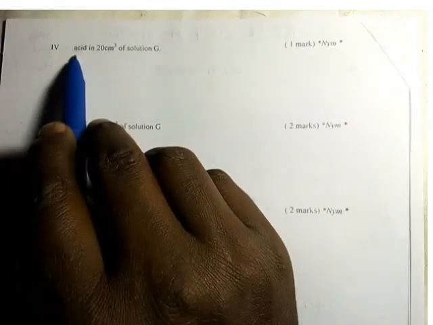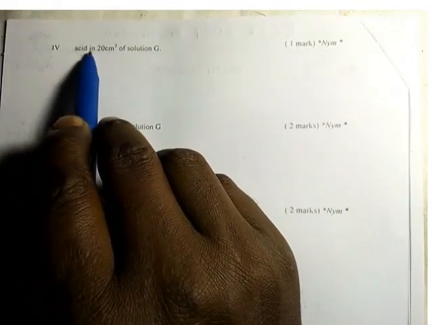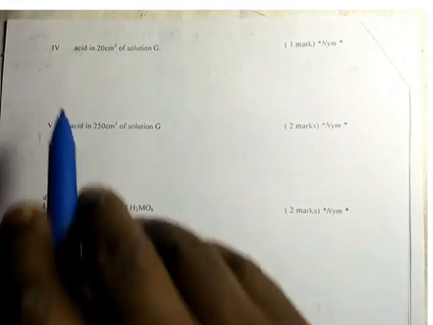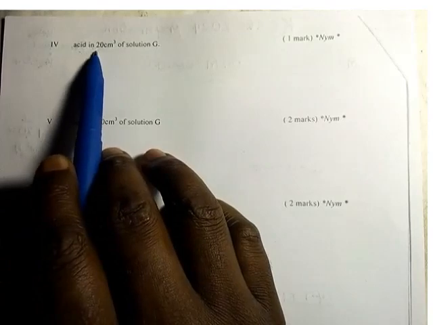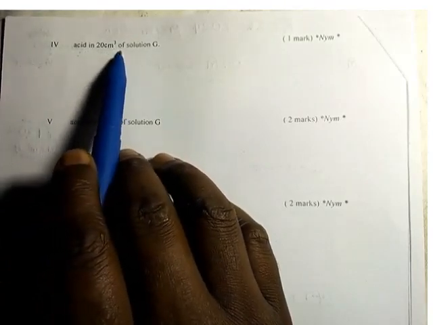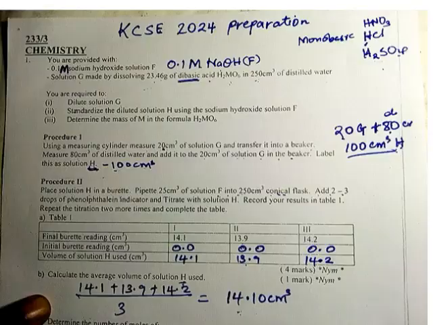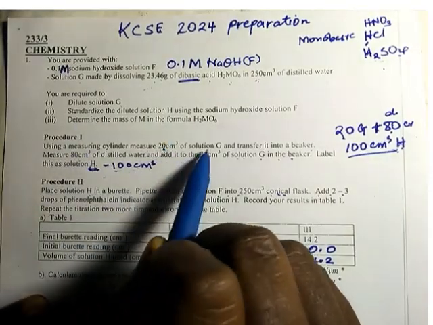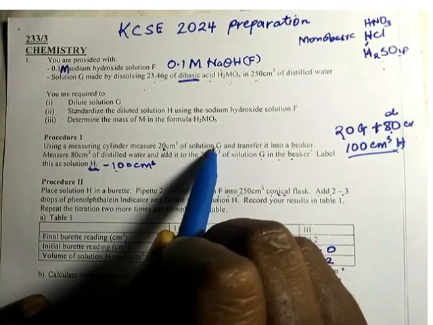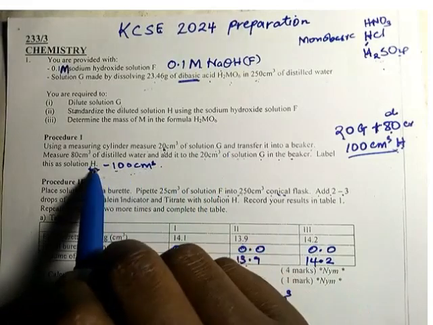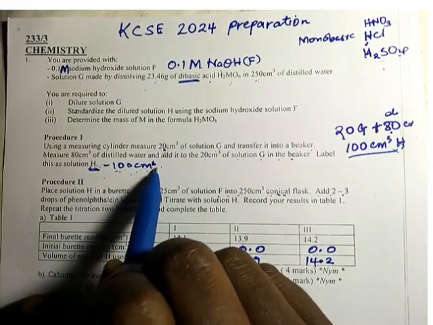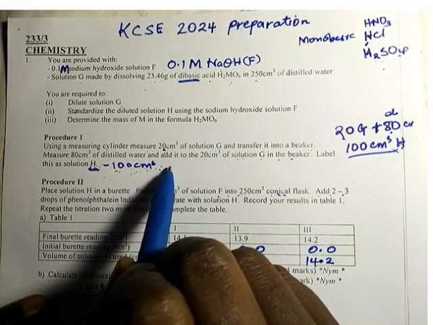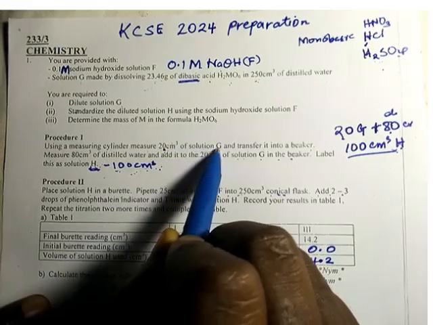Determine the number of moles of acid in 25 centimeters cube of solution G. You must know what happened. We measured 25 centimeters cube of solution G, diluted it to 100 centimeters cube solution H, meaning that the number of moles in 100 centimeters cube solution H will be exactly the number of moles in 25 centimeters cube solution G, the original.